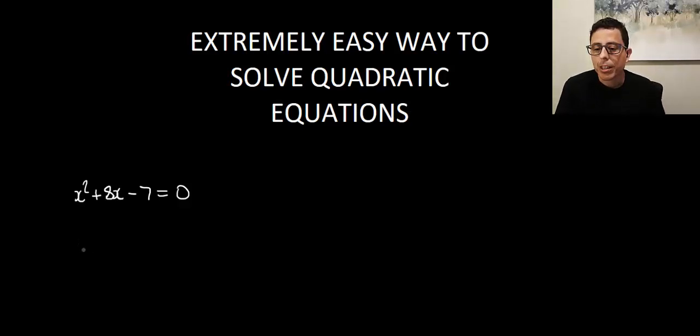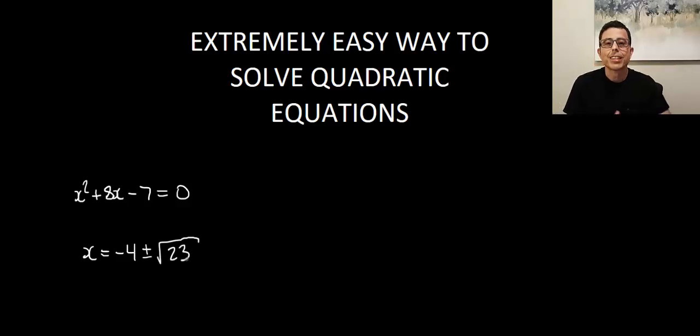So here it goes. I see here that this is going to be -4 plus or minus square root of 23. That's it. Those are the 2 solutions. -4 plus square root of 23, -4 minus square root of 23.